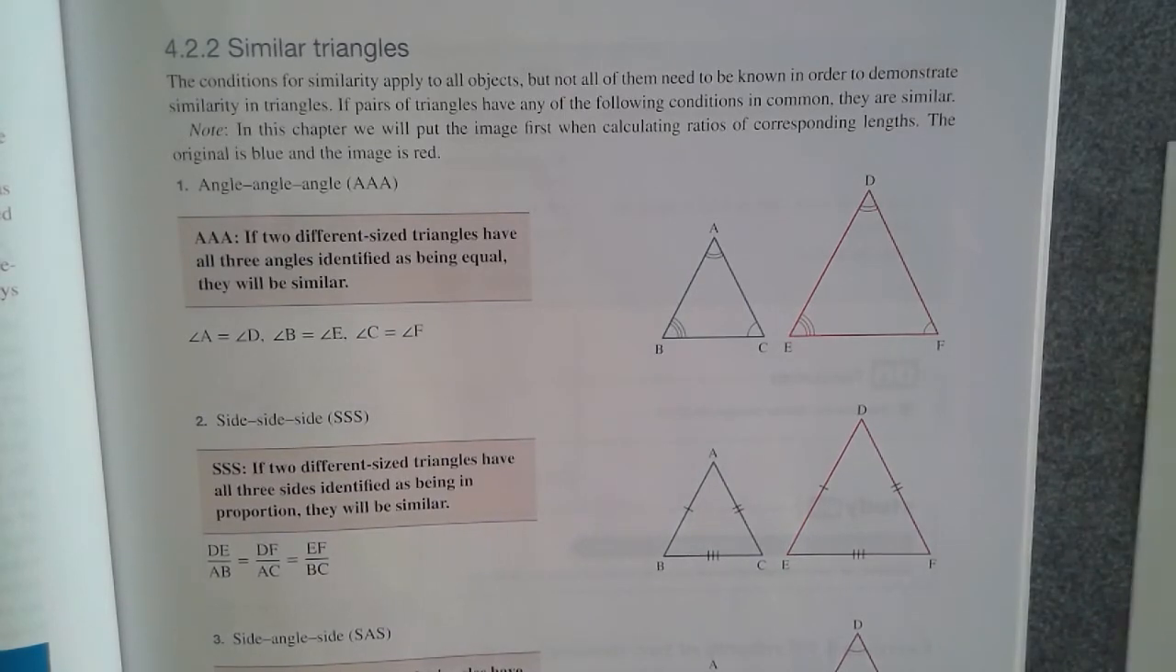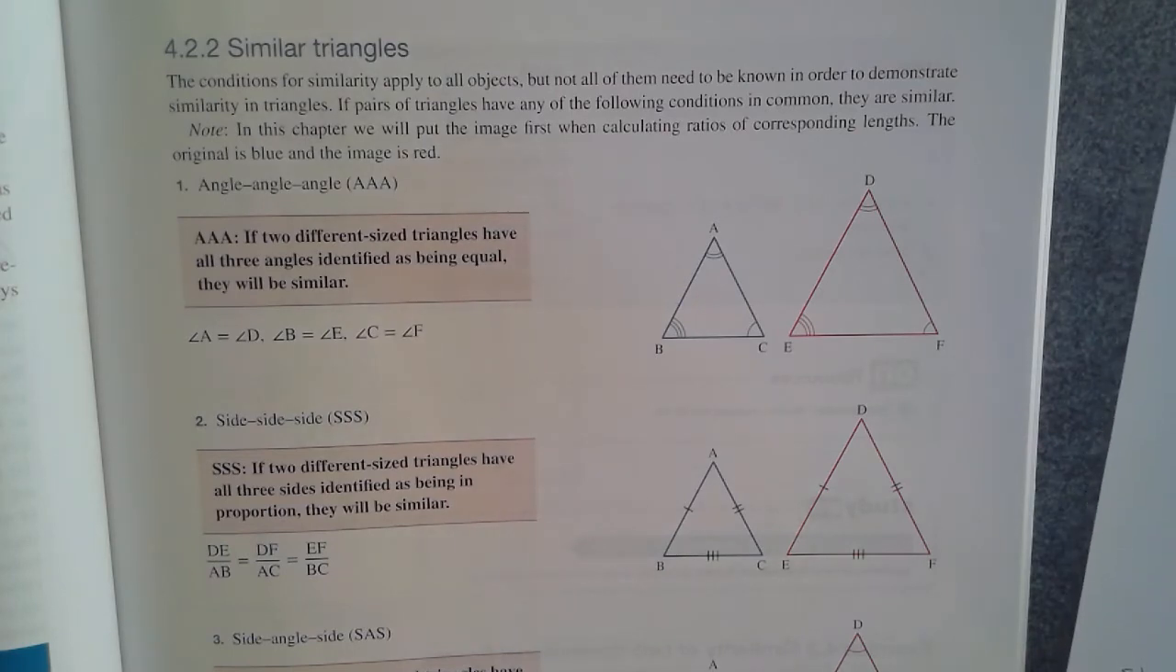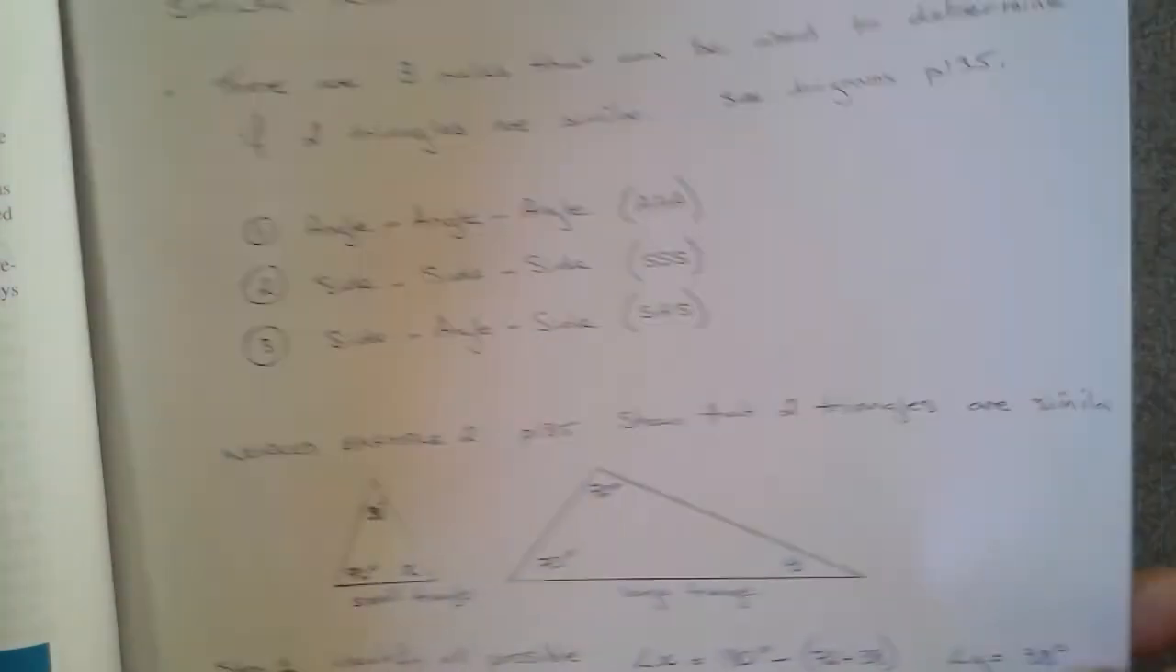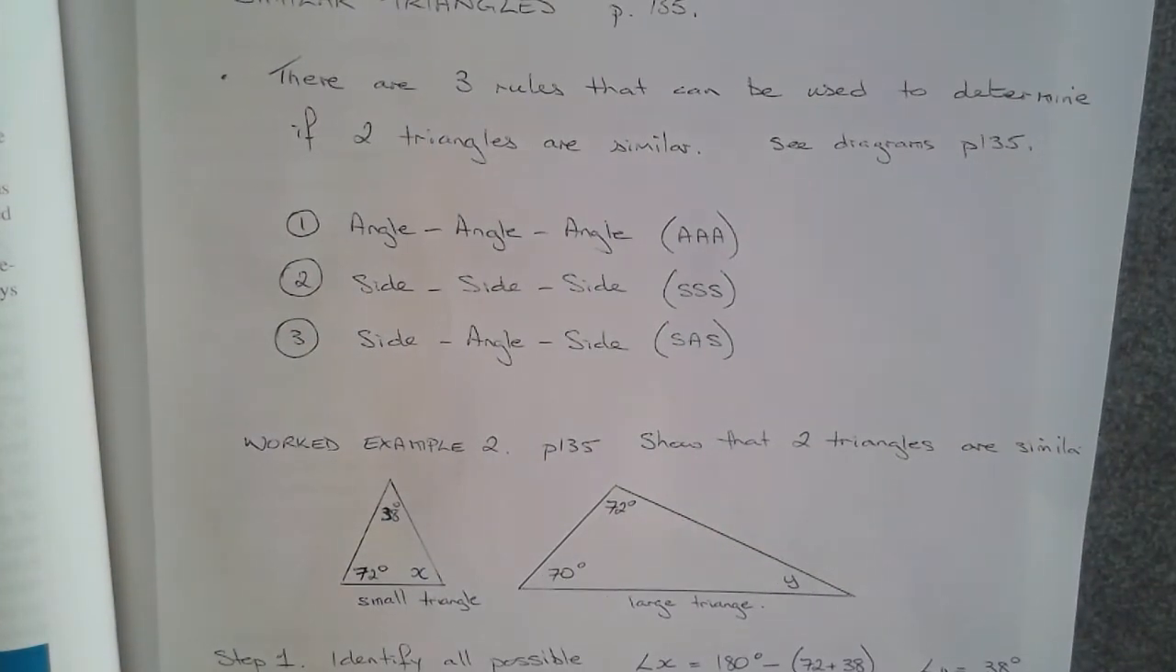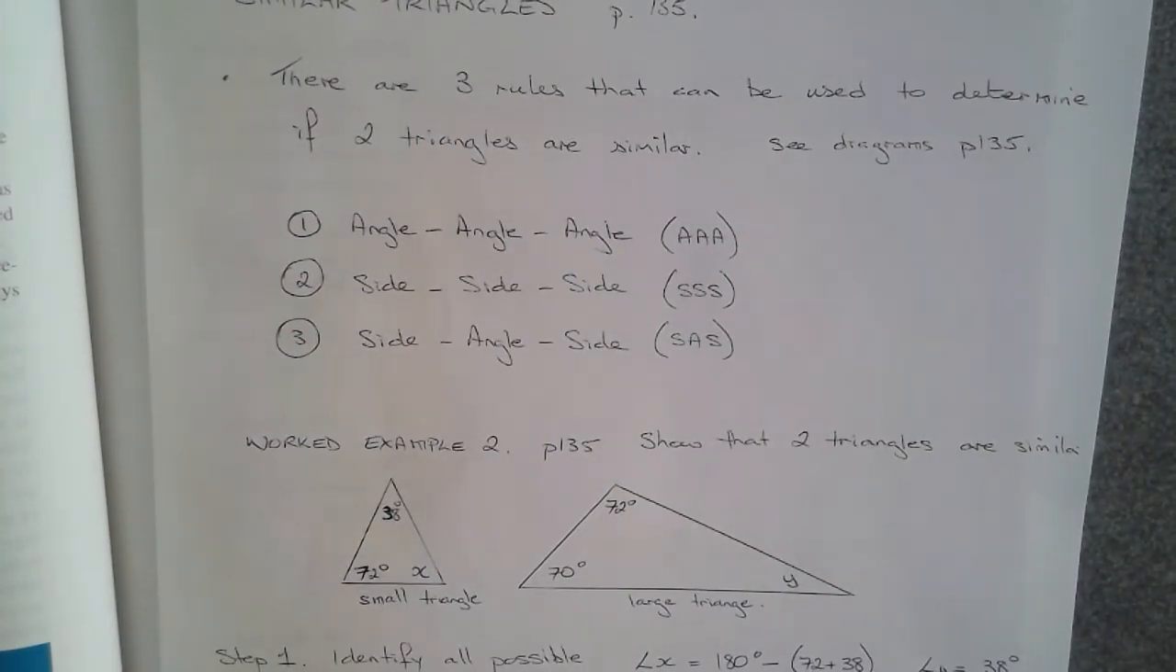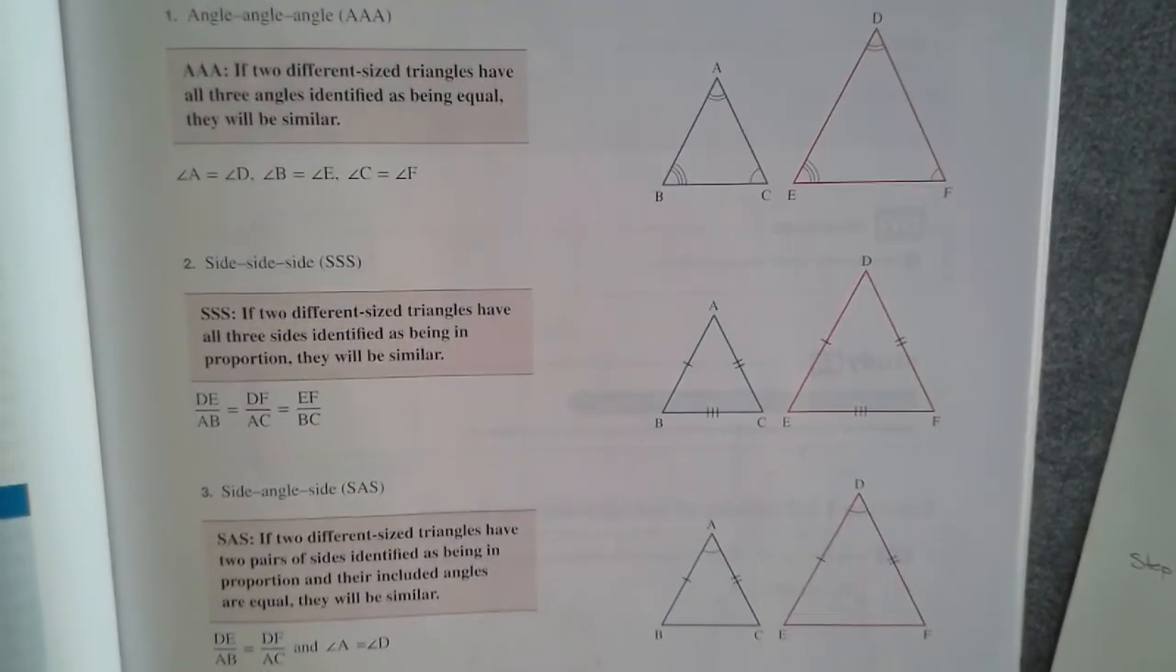Similar triangles. There are three rules that can be used to determine if two triangles are similar. See diagram on page 135. We have the angle-angle-angle rule, the side-side-side rule and the side-angle-side rule. We're going to look at worked example 2 next.